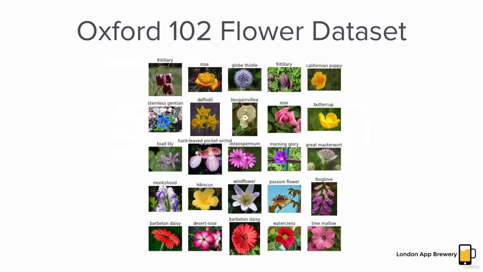So the dataset that our model has been trained on is called the Oxford 102 flower dataset. So a bunch of researchers from Oxford did a very, very time-consuming task by labeling a whole bunch of images of flowers with the correct classification of the flower. And the reason why it's called Oxford 102 is because they have 102 categories for the flowers.